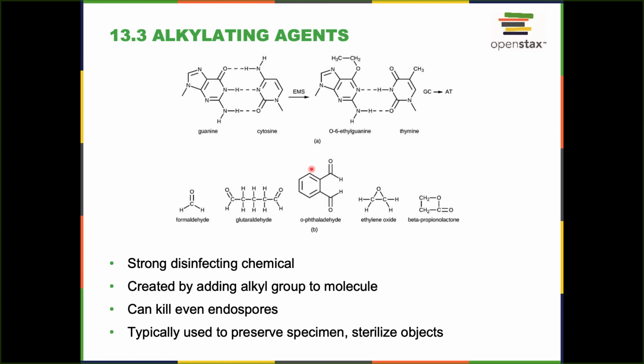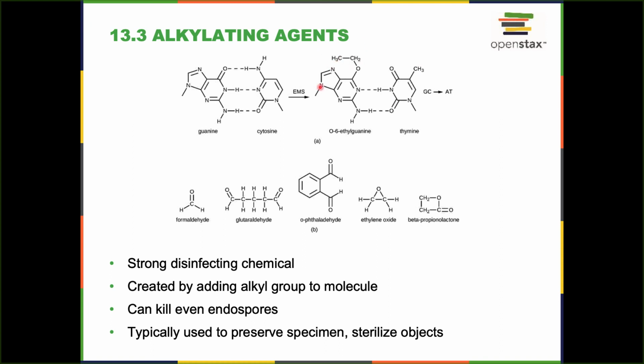Alkylating agents are disinfecting chemicals that work by adding alkyl groups to molecules. And alkyl groups are just these carbon things here. So this CH3, for example. They often work by attacking DNA, right? So here we have guanine. And then the guanine alkylating agent will add an alkyl group.